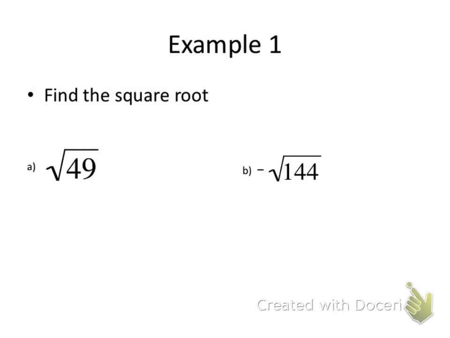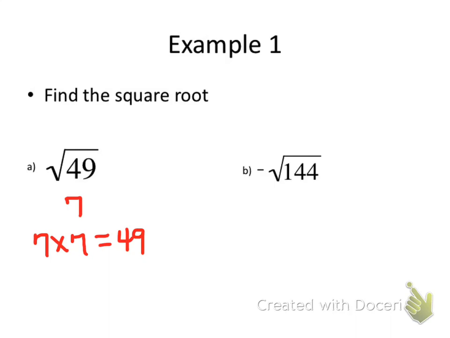And when you see this as it's written in A, we want the principal root. The principal root is always a positive value. So we would say what number times itself equals 49, and the answer would be 7. And we know that to be true because 7 times 7 equals 49.